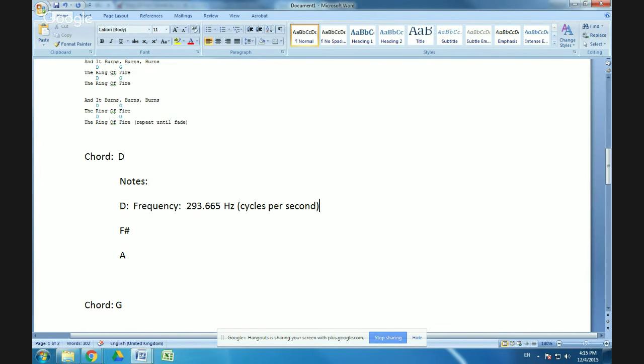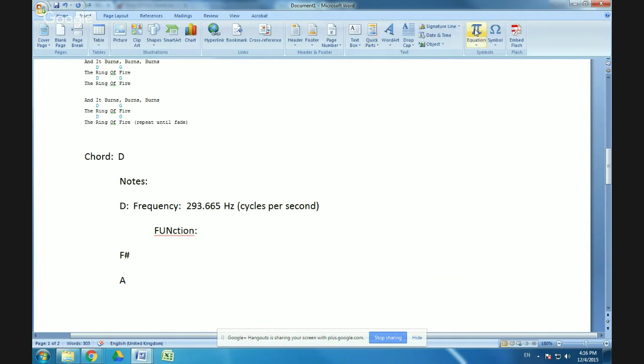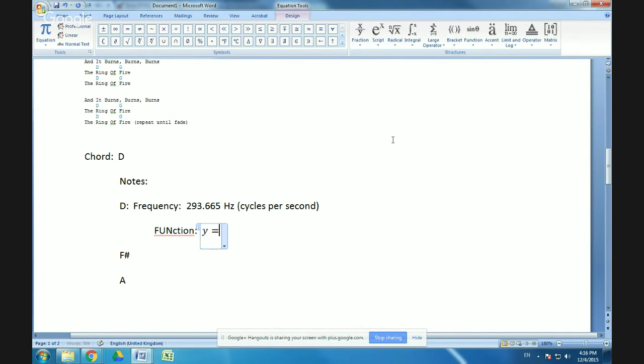So the function is passing by 293.665 times per second. Next, you need to write the function. We have fun with functions. Let's just do an equation here: y equals sine of 2 pi times the frequency times x.